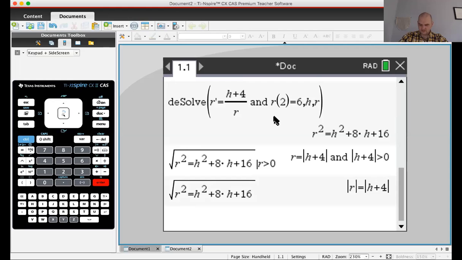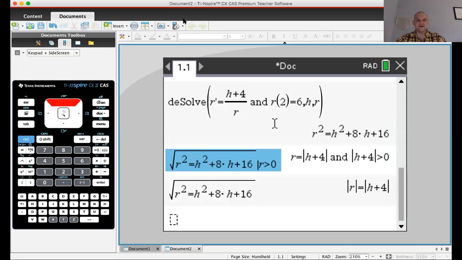Ooh, really interesting. So the calculator noticed that h squared plus 8h plus 16 is a perfect square. It's actually the quantity h plus 4 squared. I did not see that as a human. And the square root of a perfect square is the absolute value of that thing. That's really cool. But anyway, I'm just going to use this to say that C was definitely 16 for that problem.